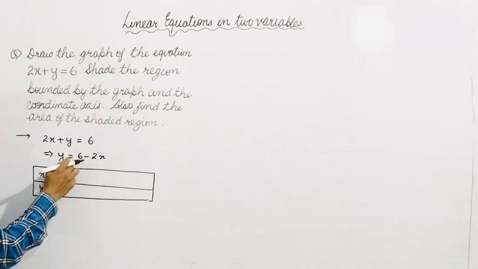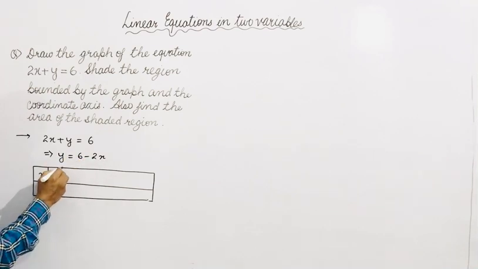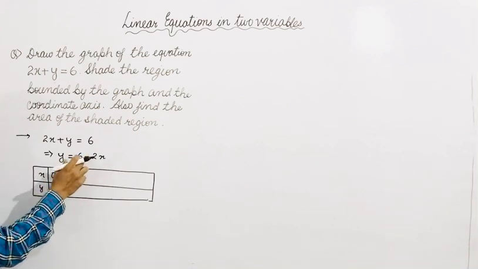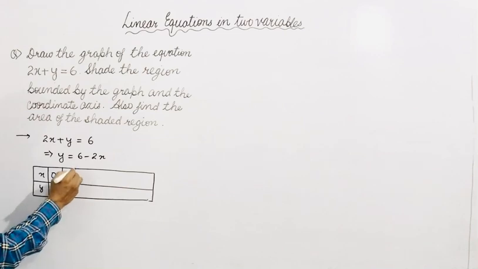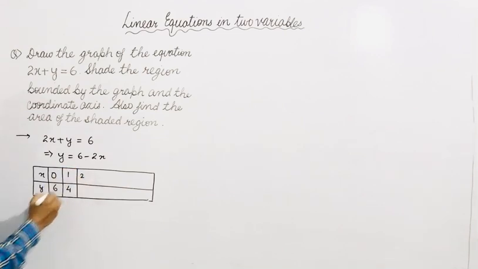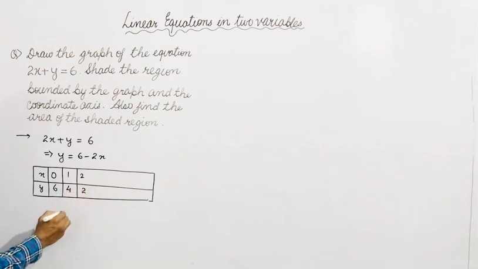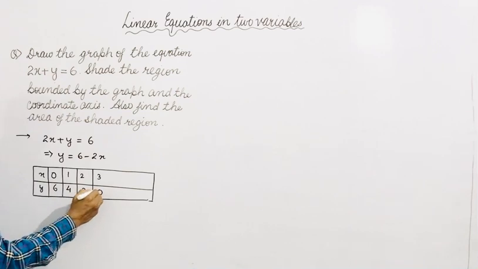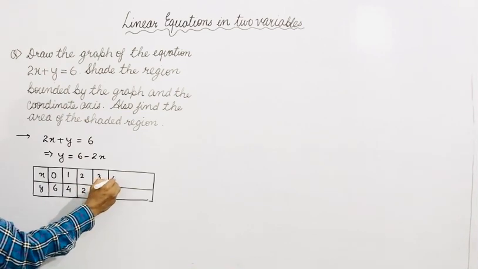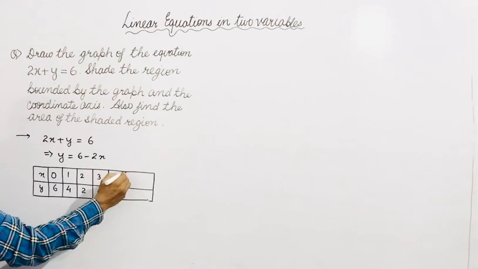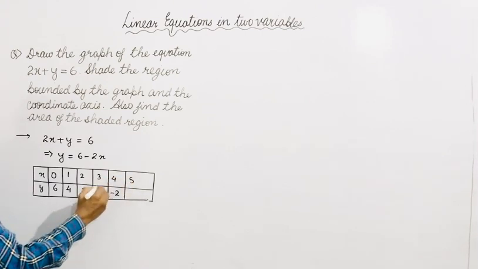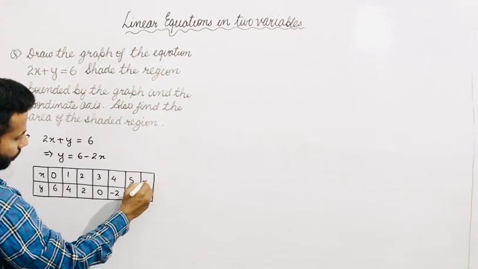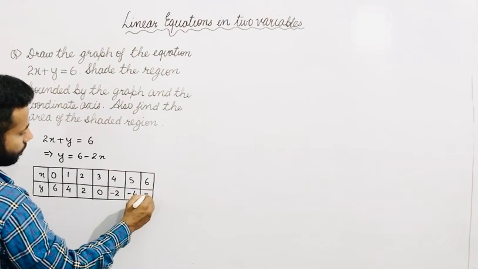If x equals 0, y will be equal to 6. If x equals 1, y will be equal to 6 minus 2 into 1, that is 6 minus 2 equals 4. If x equals 2, y is equal to 2. If x equals 3, y is equal to 0. If x equals 4, y equals minus 2. If x equals 5, y is equal to minus 4. If x equals 6, y is equal to minus 6.